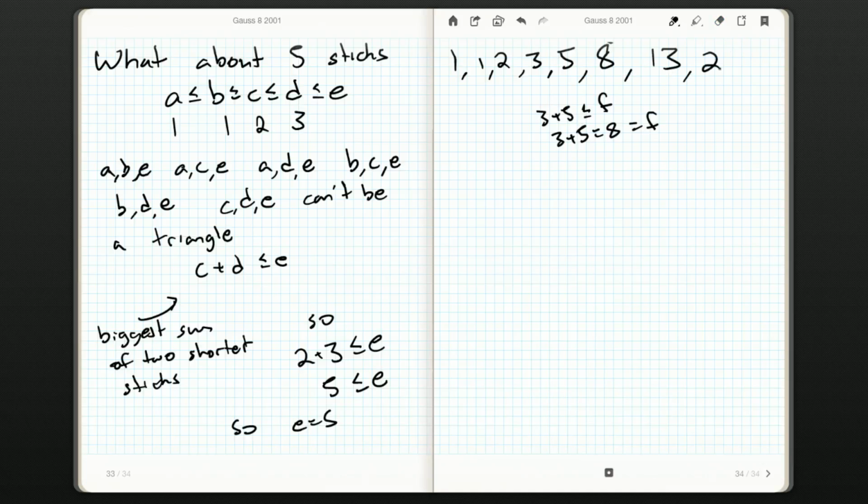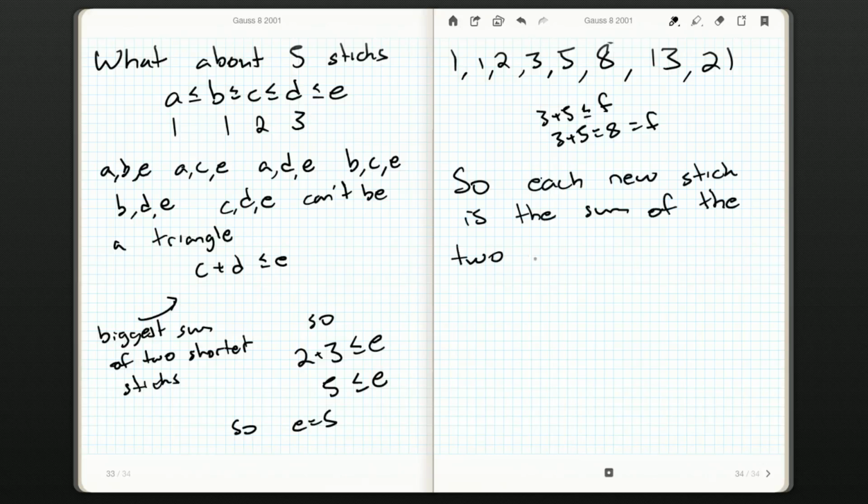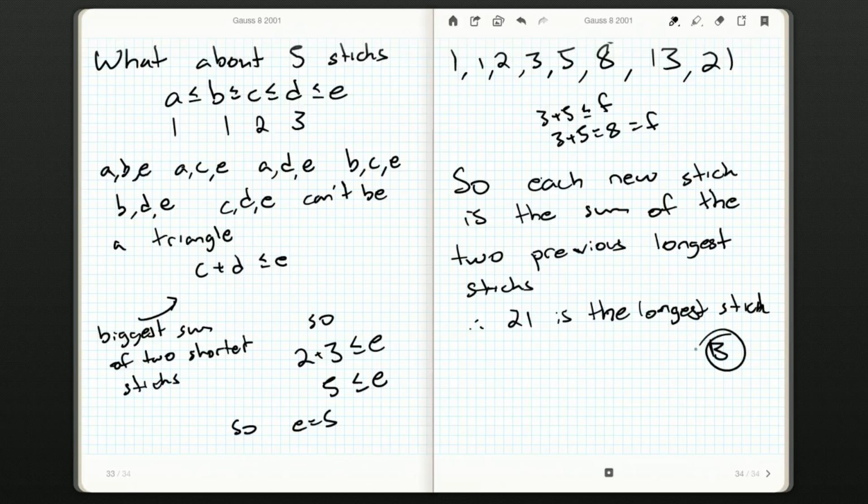And finally, the 8th stick would be 8 plus 13, which is 21. And we said that that was B. Okay?